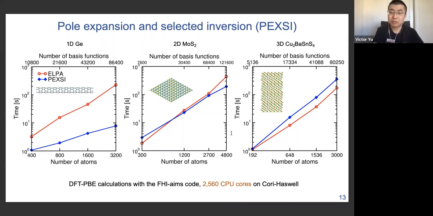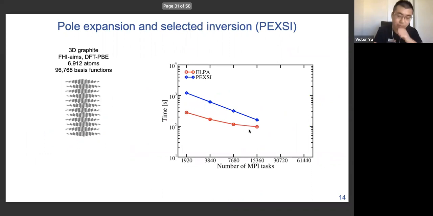Another factor we need to consider is how many CPU cores, MPI tasks, we use. On this page, again, the performance of ELPA and PEXSI are compared as a function of the number of CPU cores. ELPA scales quite nicely. It outperforms PEXSI for this 3D graphite system.